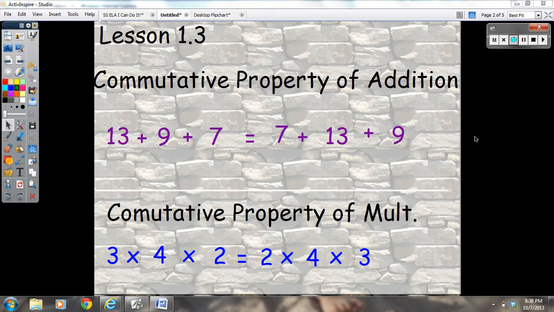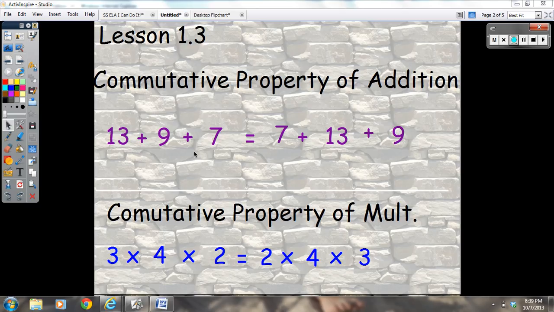Alright, so let's first take a look at the commutative property of addition and the commutative property of multiplication. Now, the thing that you need to understand with the commutative property is that it has to do with the order of the numbers. And what the commutative property says is that if the order of the numbers changes, the sum, if it's addition, or the product, if it's multiplication, will be the same. Here's our example. For the commutative property of addition, we have 13 plus 9 plus 7.